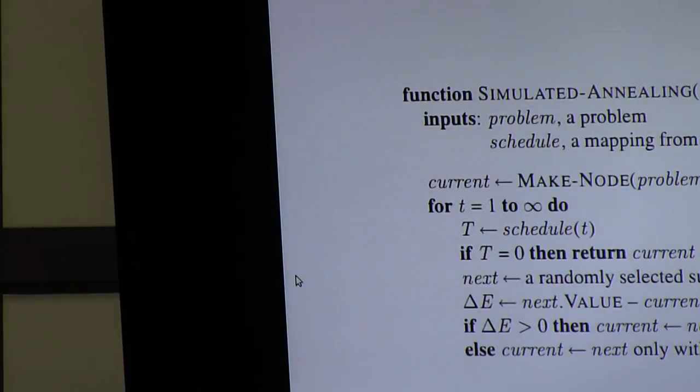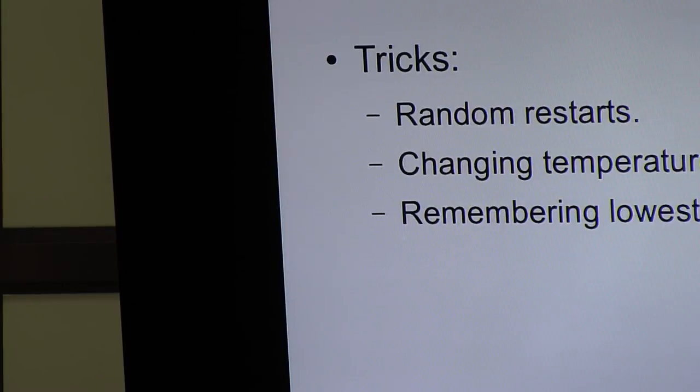And what I wanted to do was kind of counterpoint the silliness of what this algorithm is actually doing in this very small state space, and show you some examples of domains where versions of this, fancier versions with more tricks, have had very powerful results. There's a bunch of tricks you can do: random restarts, changing the temperature schedule, keeping track of your history so if you did leave that lowest cost point, you can go back to it.